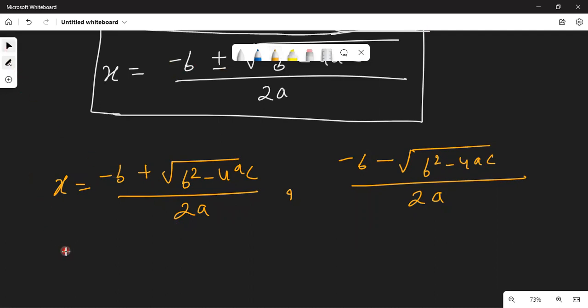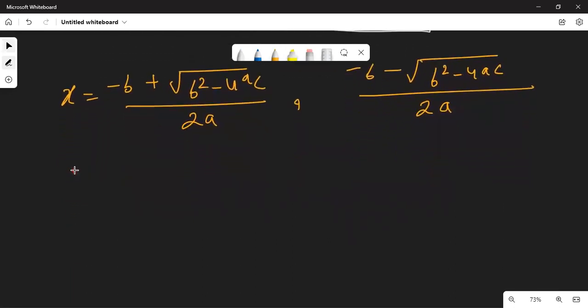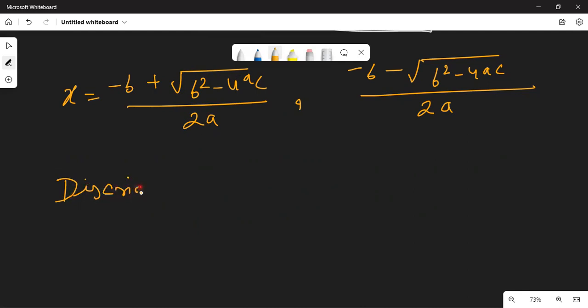Now look, as we can see here, whether a solution of the quadratic equation is possible, or whether we are getting equal or different answers, for that we have this term b square minus 4ac in the numerator. That determines whether the roots are equal or unequal, or whether they even exist or not. Because this determines the roots of the equation, we call it the discriminant.